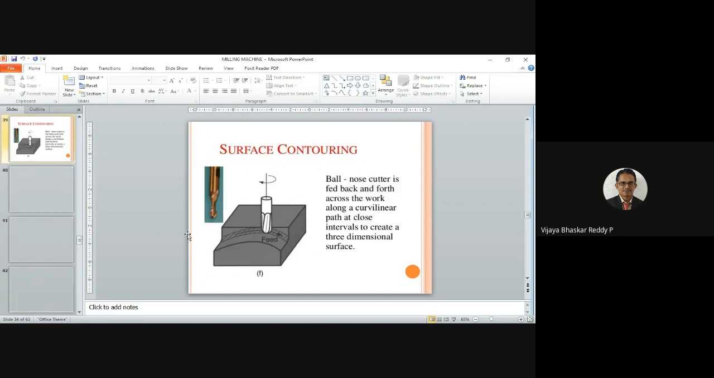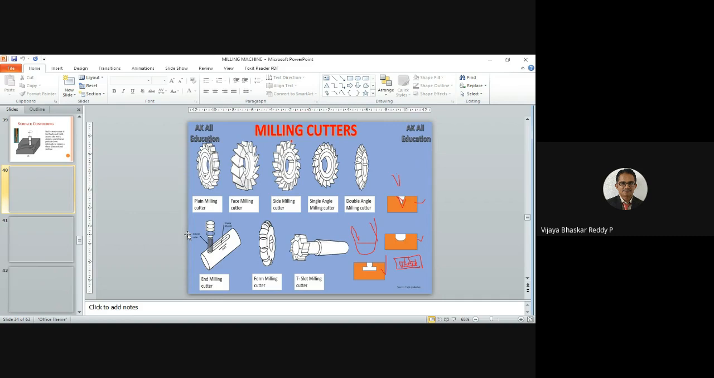vertical milling machine. And there is surface contouring we need to generate. This is also a vertical milling machine, but a ball nose cutter is fed back and forth across the work along a curvilinear path at close intervals to create three-dimensional surfaces, right? So these are the general operations that we can perform with milling machines.